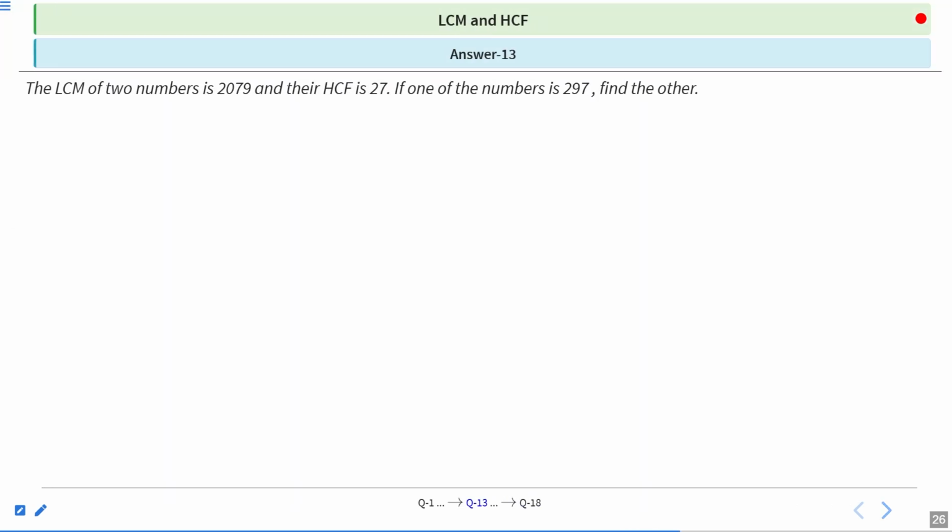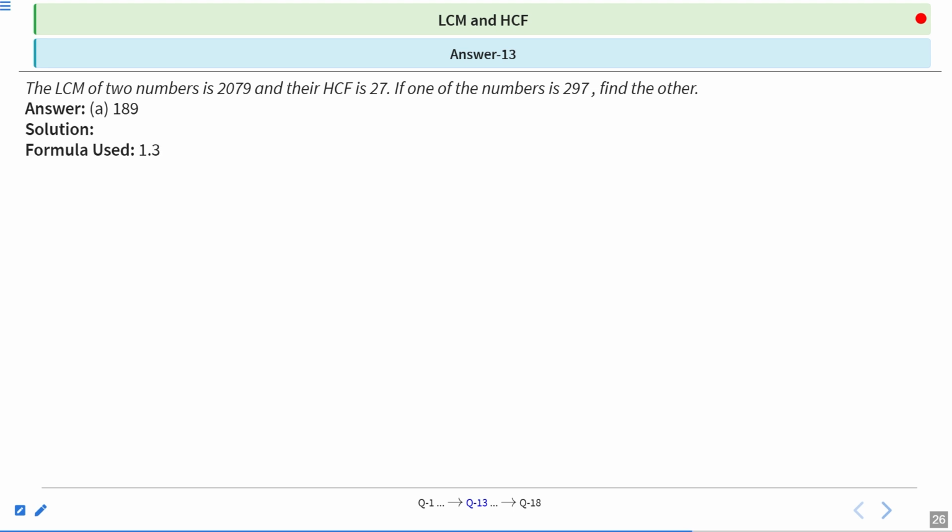So LCM is given to us and HCF is also given to us. We have to find the other number if one of the numbers is 297. The correct answer is option A, 189. Now let's have a look at the solution.